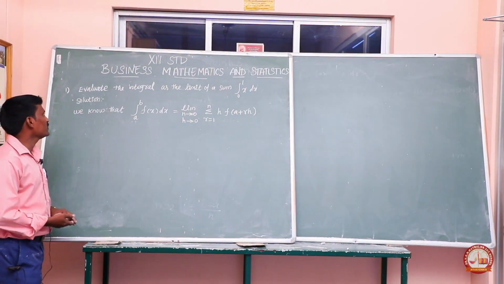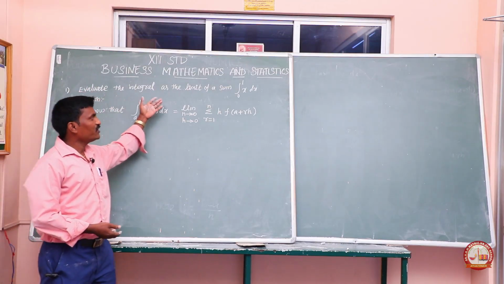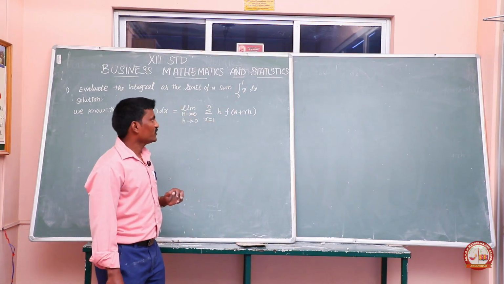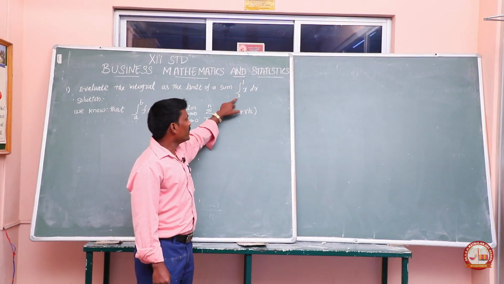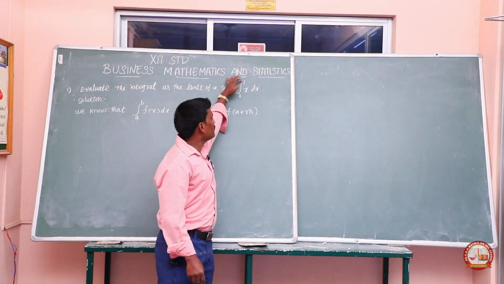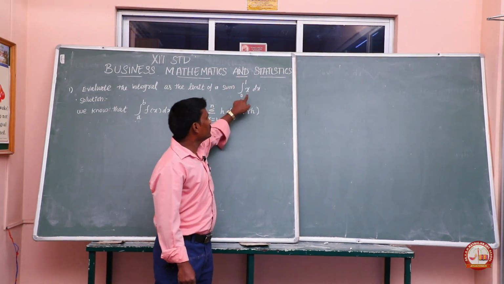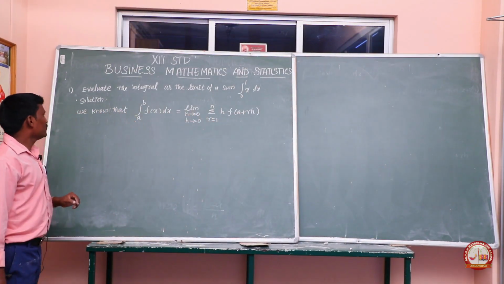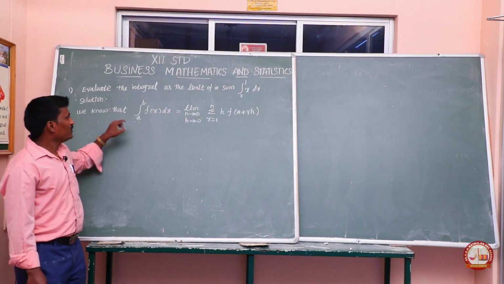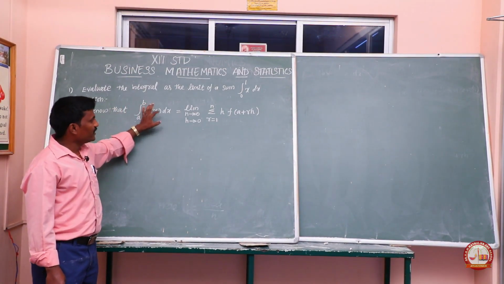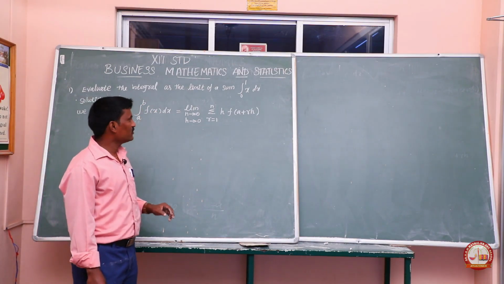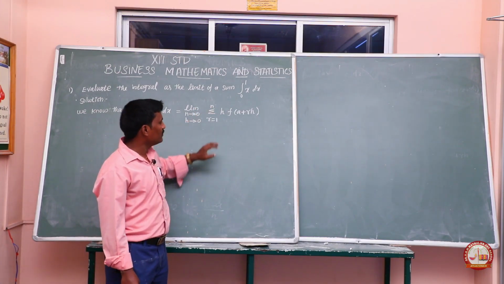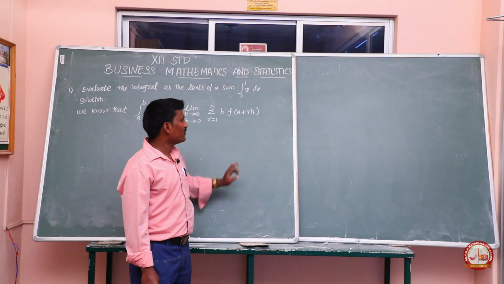Now I am going to the first sum. Evaluate the integral as the limit of a sum: integral 0 to 1 x dx. First of all, here lower limit a equals 0. This one is upper limit, therefore b equals 1. This is function, therefore f of x equals x. The solution, we know that the formula integral a to b f of x dx equals limit n tends to infinity, h tends to 0, summation of r equal to 1 to n h into f of a plus r h.